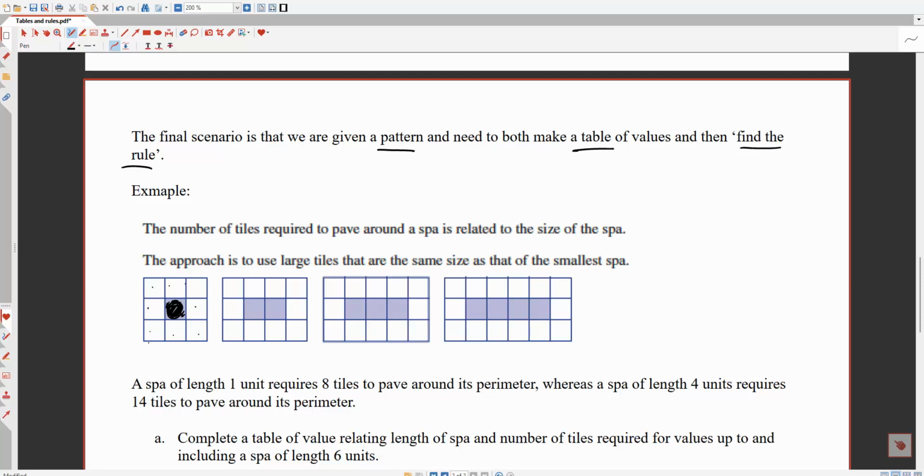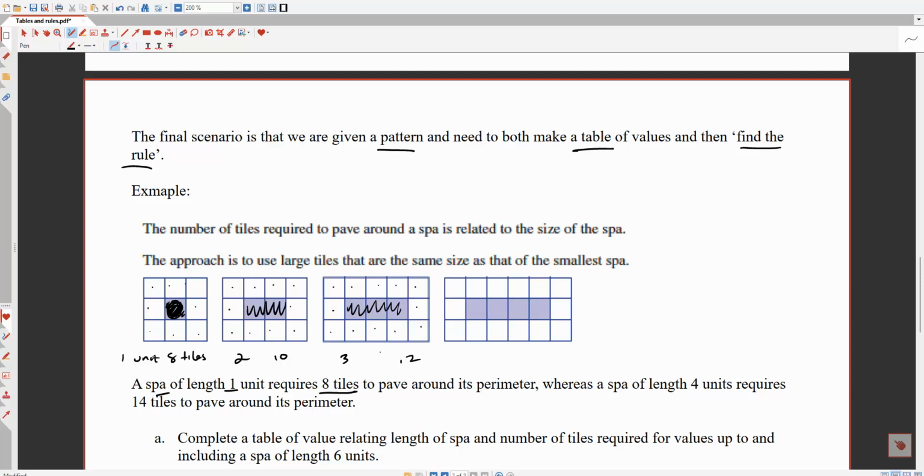Okay, so we can see here that a spa of length 1 unit requires 8 tiles. 1 unit, 8 tiles. Now we can see that 2 units is going to require 1, 2, 3, 4, 5, 6, 7, 8, 9, 10. 10 tiles. Now we can see here 3 units. 1, 2, 3, 4, 5, 6, 7, 8, 9, 10, 11, 12. So this is 3 requires 12.